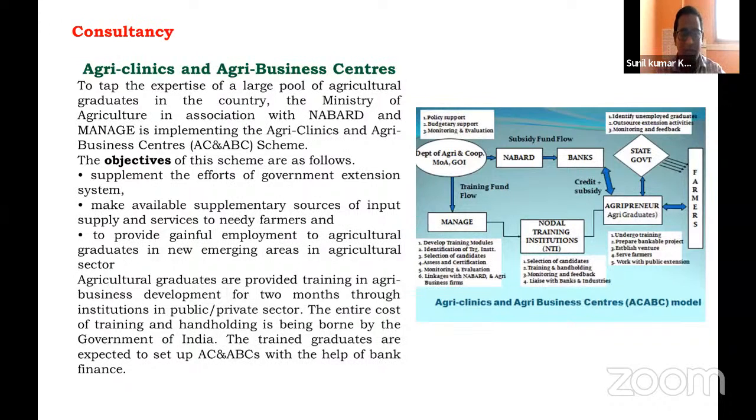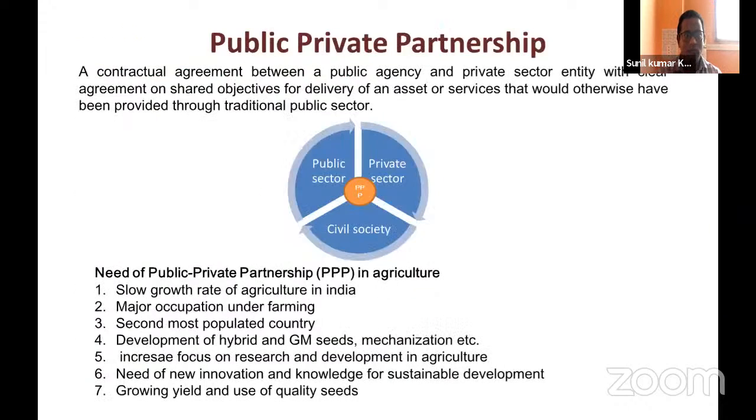So the basic objective of this program was to supplement the effort of the government extension system and make available supplementary sources of input, supply, and services to the needy farmer, and to provide employment to agricultural graduates in new emerging areas of the sector. This has come with an extraordinary response from the agri community.